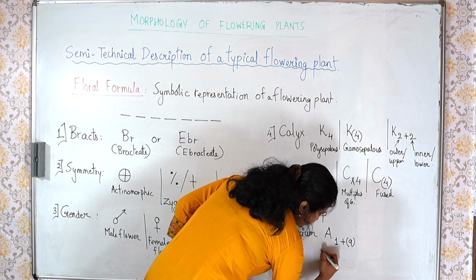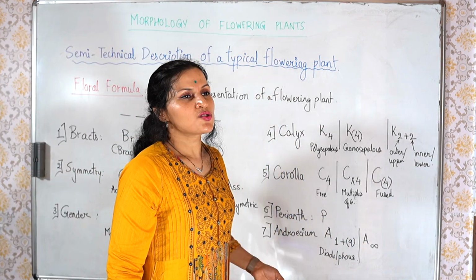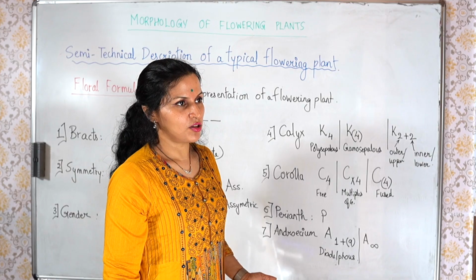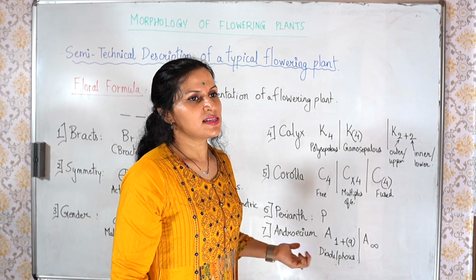If I use the symbol A, subscript infinity, what does this mean? There are so many stamens, you cannot count them all. For example, in hibiscus, you will not just keep counting them all, right? So it is written as infinity.